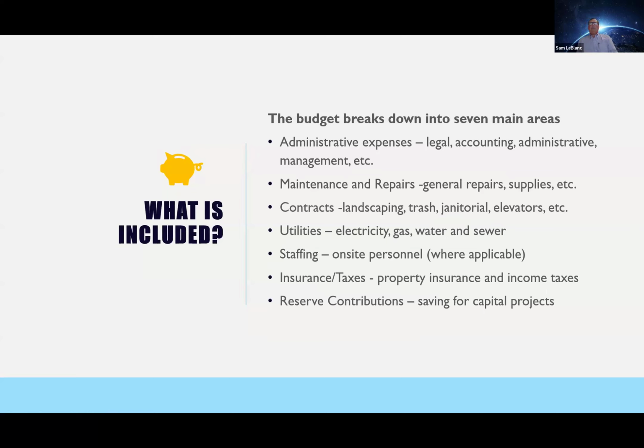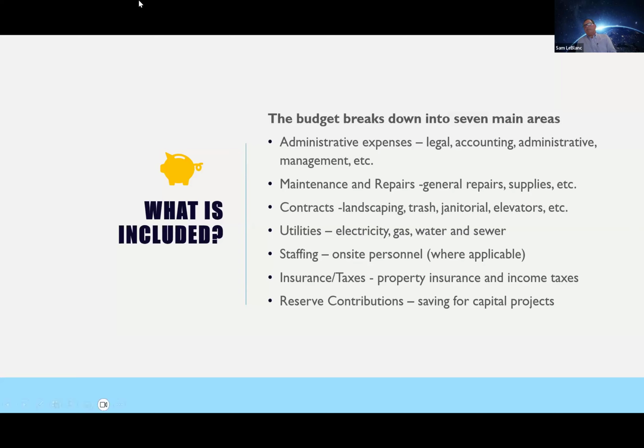So what's included in a budget? Our budgets break down to about 7 main areas. The first area is administrative expenses, and that covers things like legal, accounting, management fees, administrative costs, and all those kinds of things. The things it takes to, what I would call, keep the glue together, and keep things running in the association.